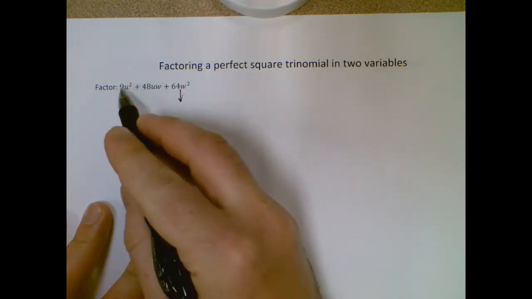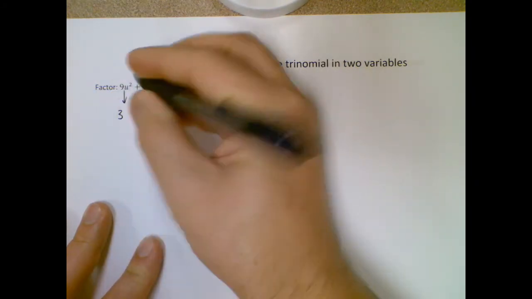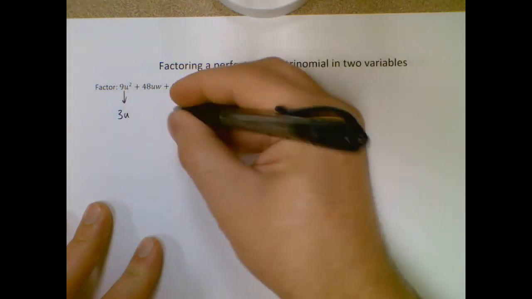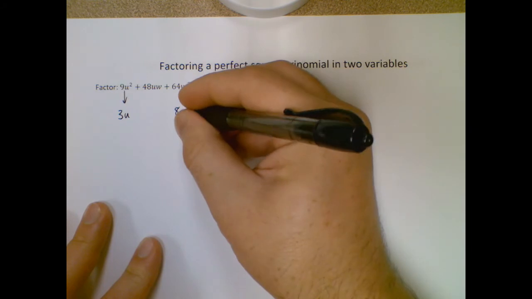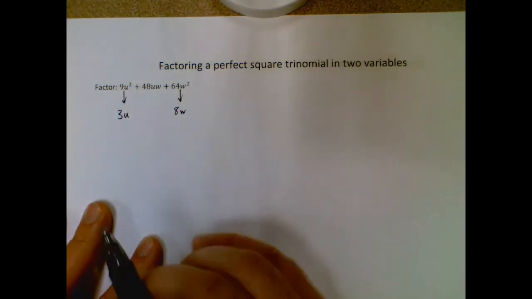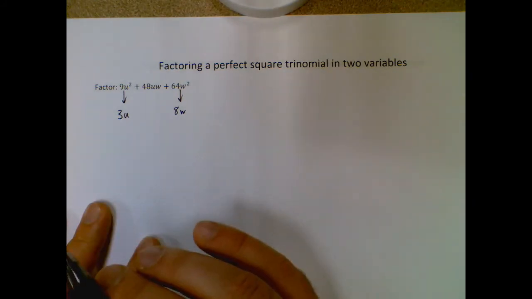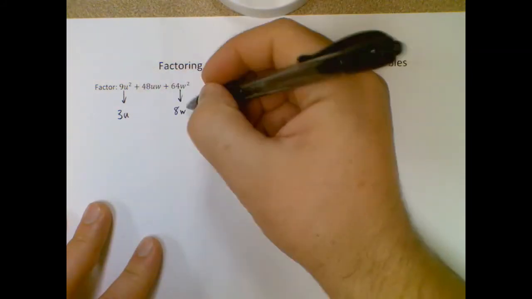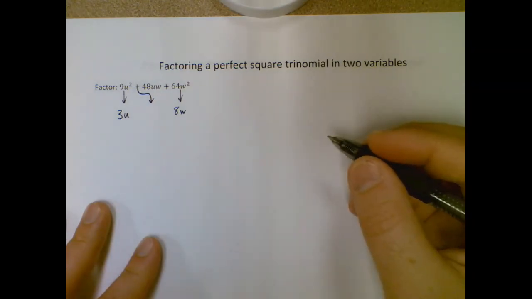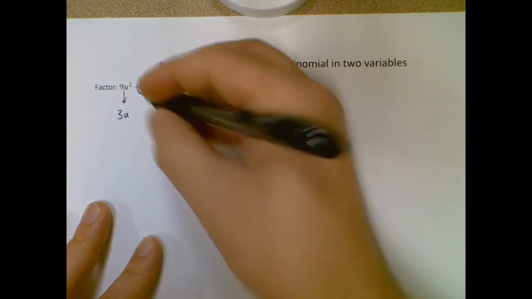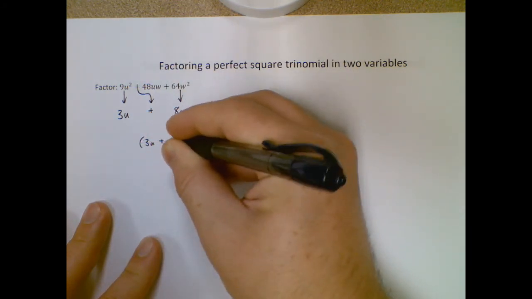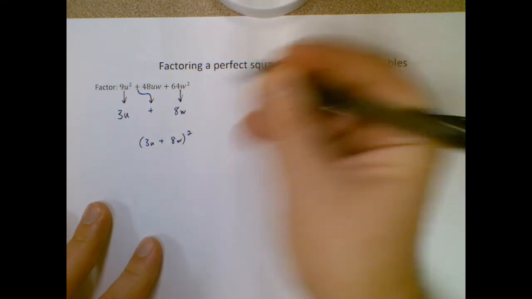So the square root of 9 is 3, and the square root of u squared is u, and the square root of 64 is 8. The square root of w squared is just a single w. All right, so I'm nearly done, believe it or not. If I know those perfect squares, I just need to bring down the sign of the middle term, which is currently addition because it's a positive 48. So this factors into (3u + 8w) squared.